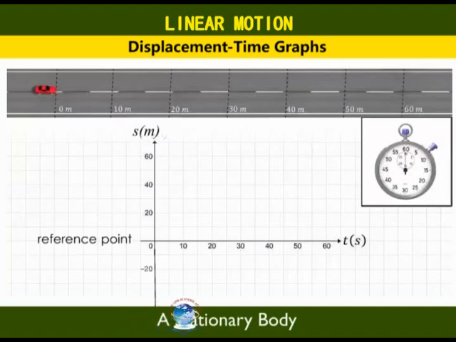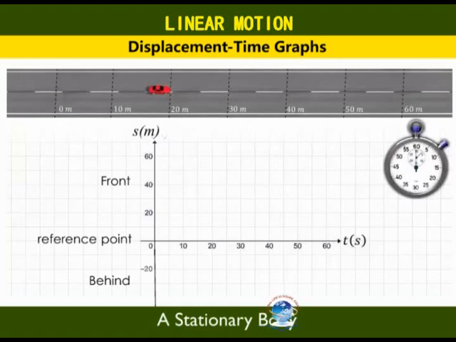If we take the front of the observer to be positive, a body stationary 20 meters in front of the observer will be represented by a horizontal line at the 20 meters mark. And a body 30 meters behind the observer will be represented by a horizontal line at the negative 30 meters mark.